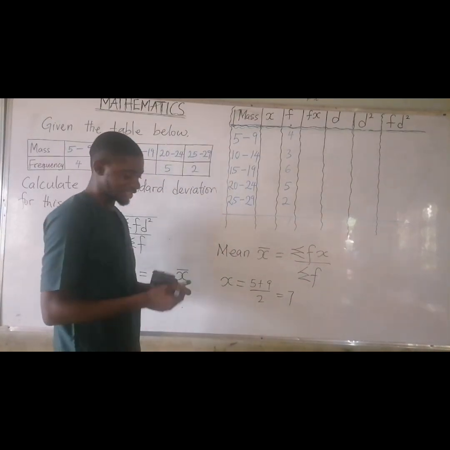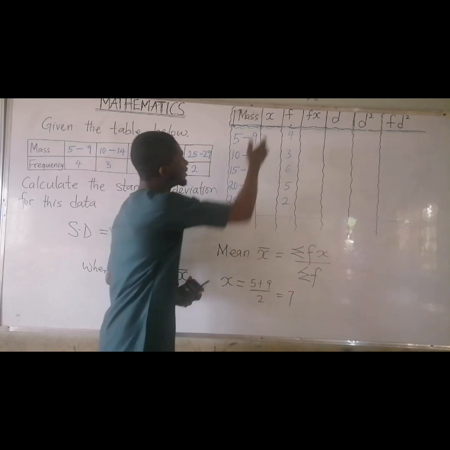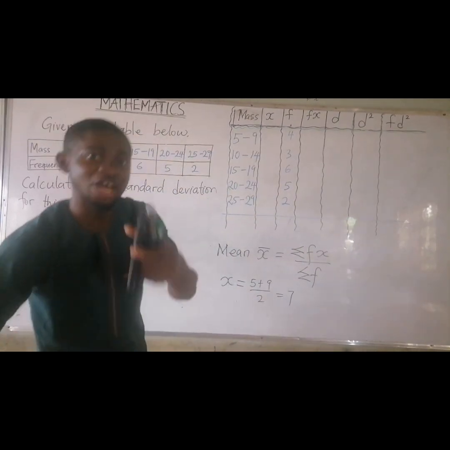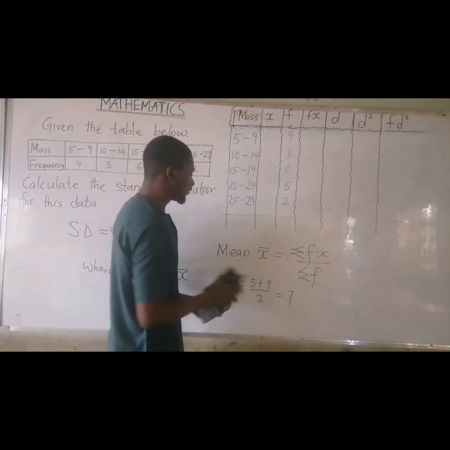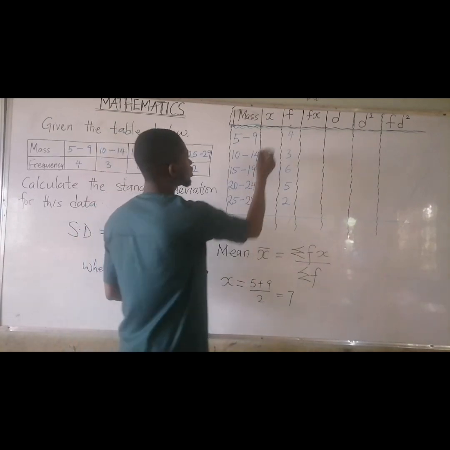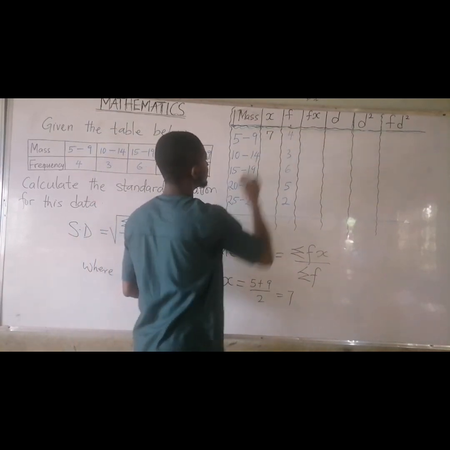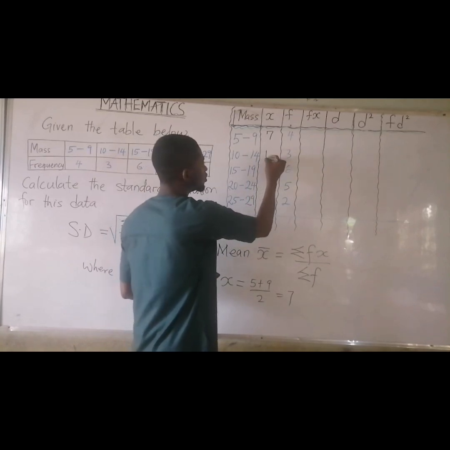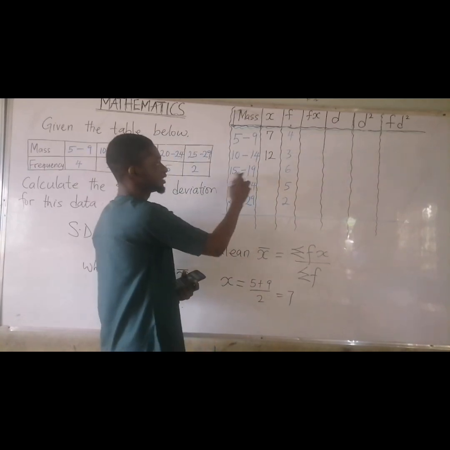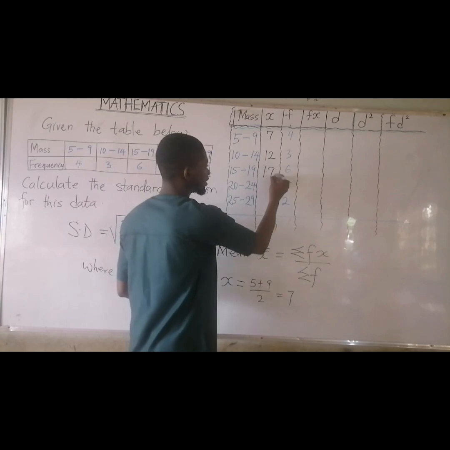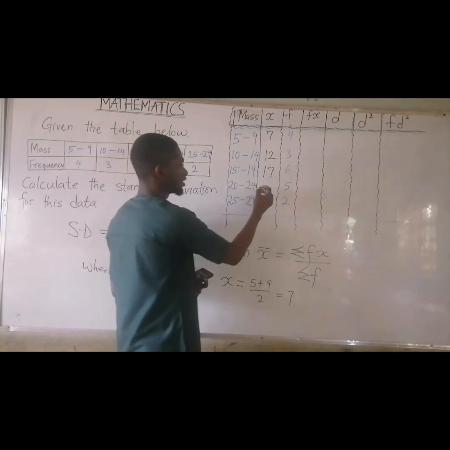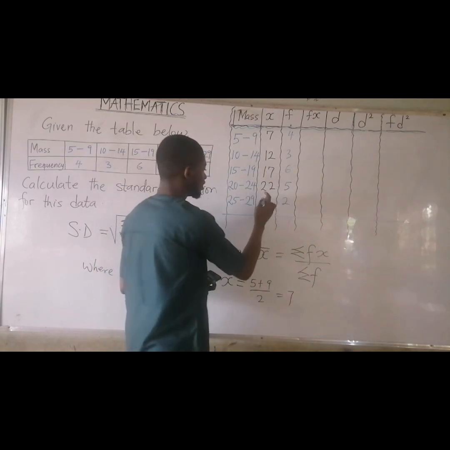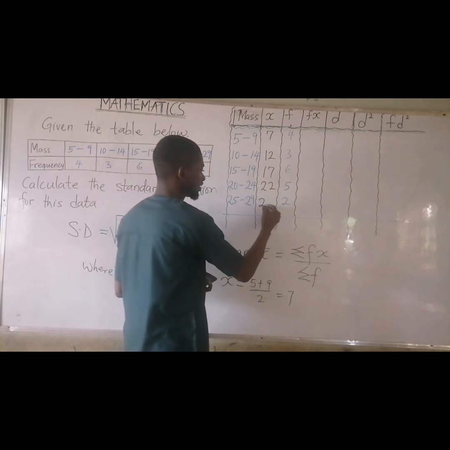We are going to do this for all the classes, which I believe that now that you know it, you can do it for everything. So for this one, we have 7, and this is going to be 12. For this, 17. For this, 22. And for this, 27.